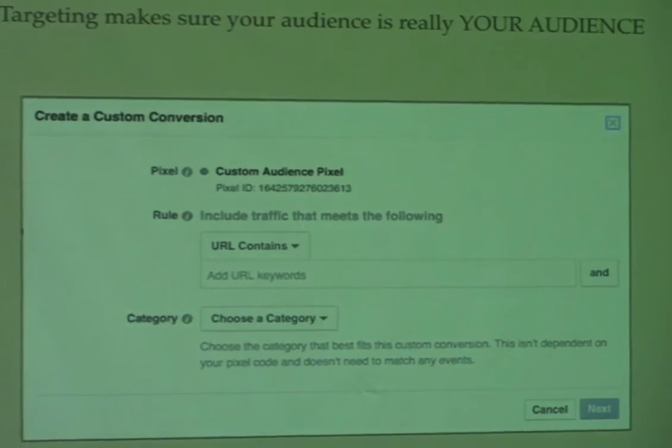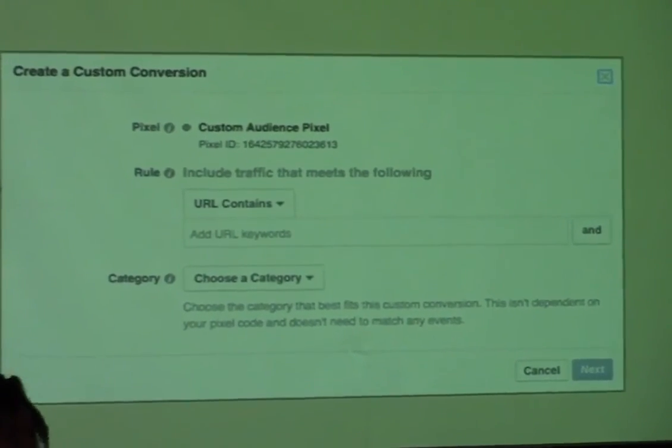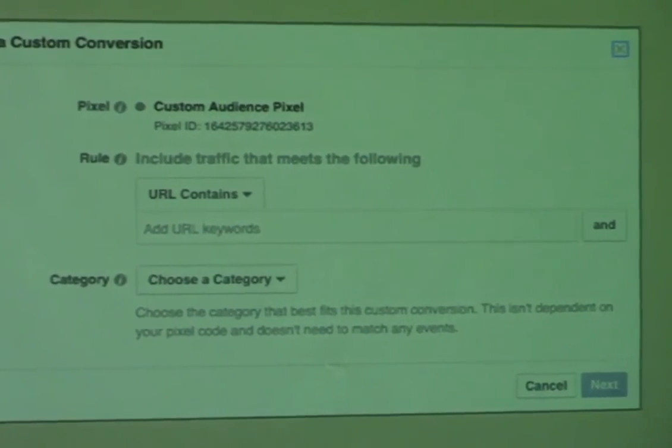It only lasts as long as you're running the ad, however long you pay for the ad. While you're paying for the ad, yes. Okay, and I think that's it.